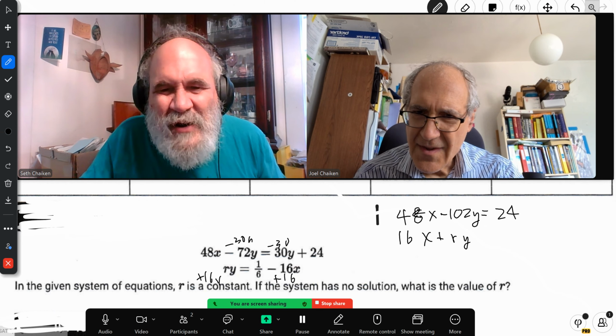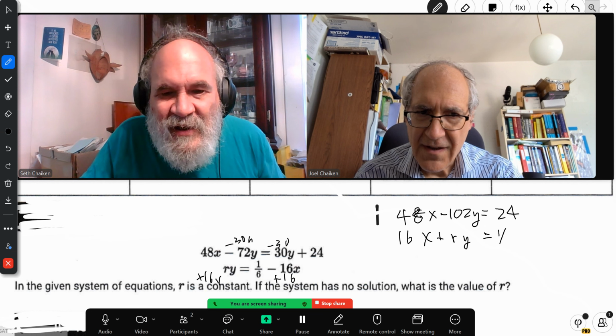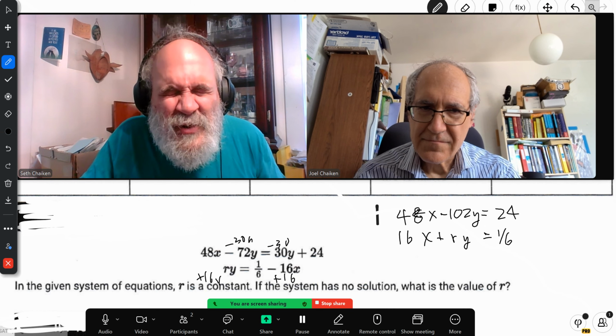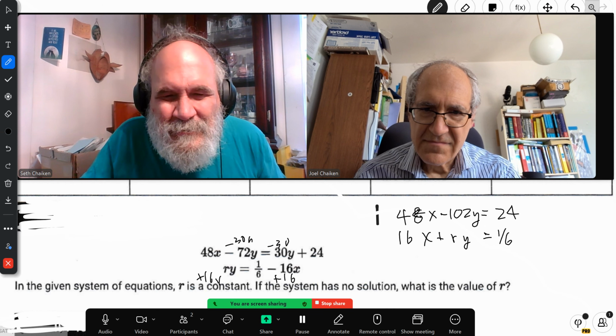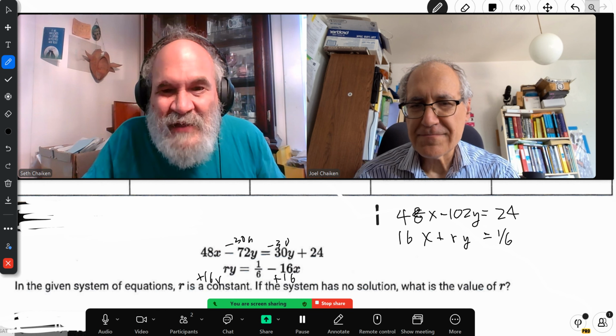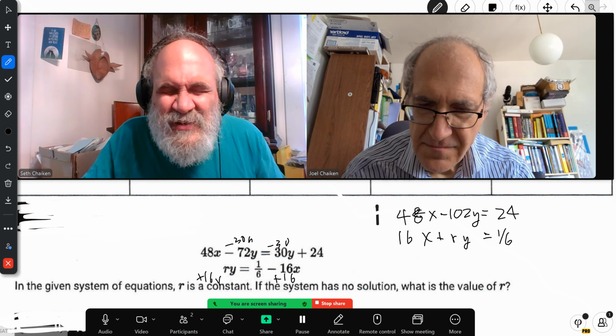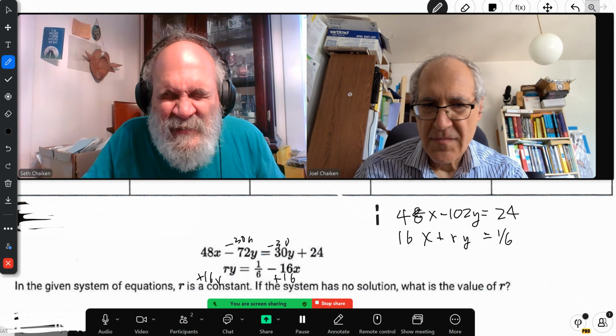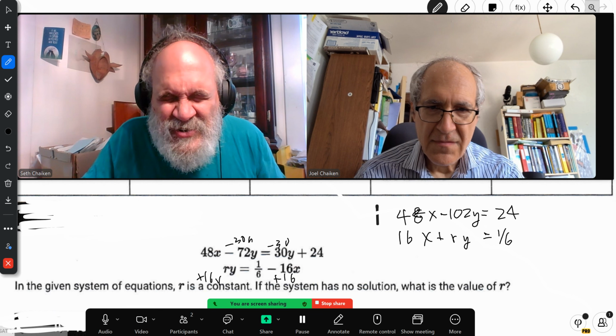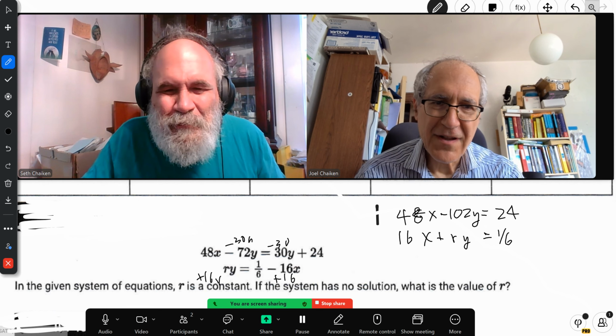Wait. Why don't you just convert the first equation to a form similar to the second? Take the first equation and get the left-hand side to be a constant times y, and the right-hand side to be a constant plus a coefficient times x. I don't know. I sort of like this way more.